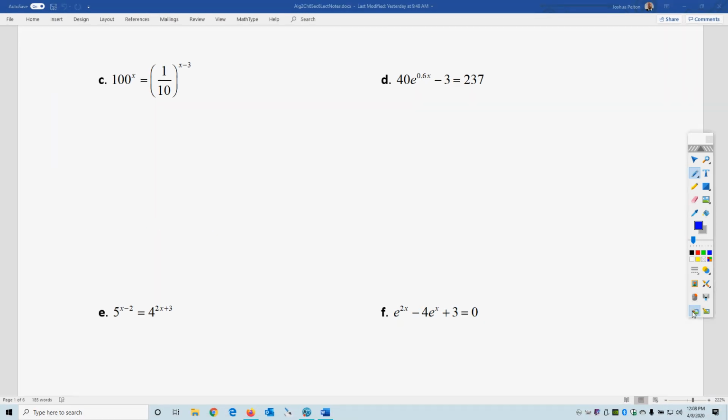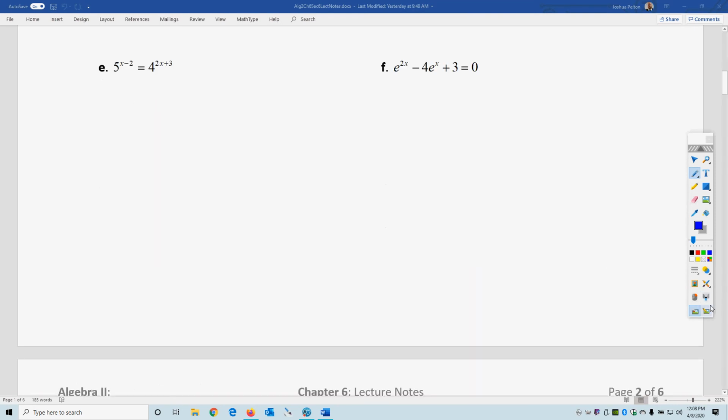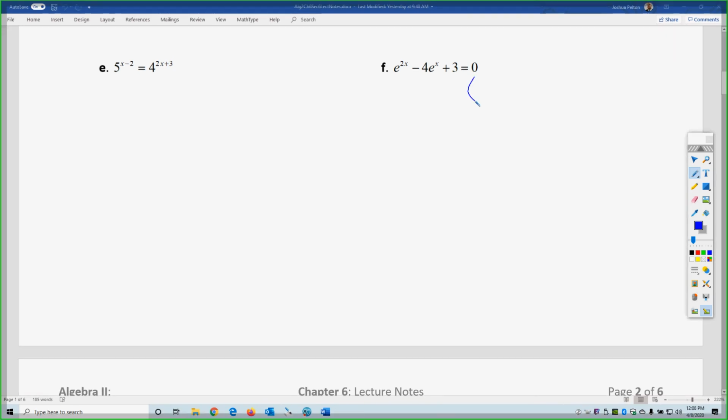So I'm going to shove it over to the right so I don't run out of room for e. So I'll do these out of order. Since it has multiple powers of x, I must do the factoring technique. So I'll just do it over here.